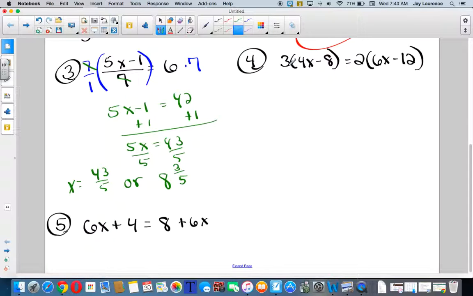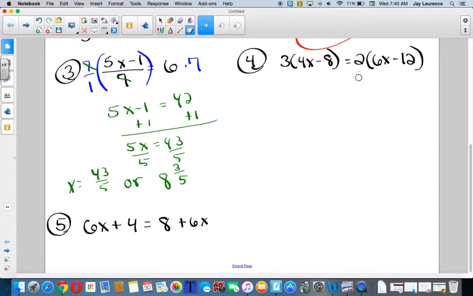Now, there's some possibilities on a problem like 4. First thing I might do is distribute, and that's a good way to do it. If this 3 and this 2 had been multiples of each other, like for example, if this had been a 6 instead of a 2, instead of distributing, I would have chosen to divide by the greatest common factor, which would have been 3.